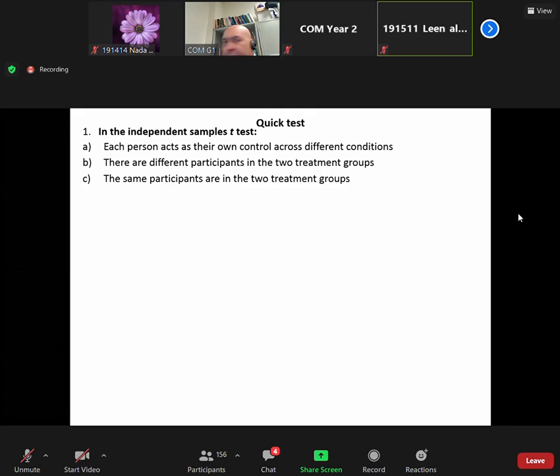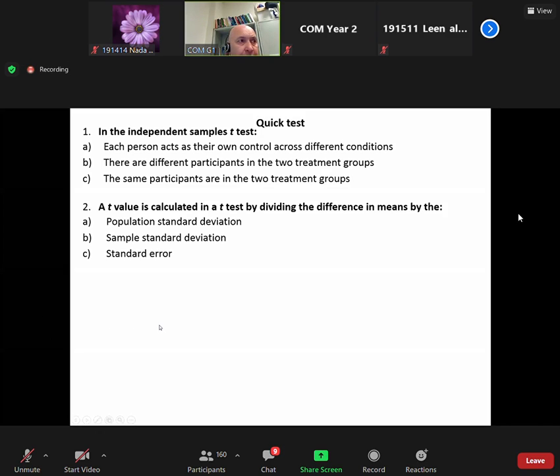Okay. So you can see the screen, right? I'm just going to go through a quick test. If you've got an independent samples t-test, is it A, each person acts as their own control across different conditions; or B, there are different participants in the 2 treatment groups; or C, the same participants are in the 2 treatment groups? So this is the independent samples test. Everyone's saying B, correct.